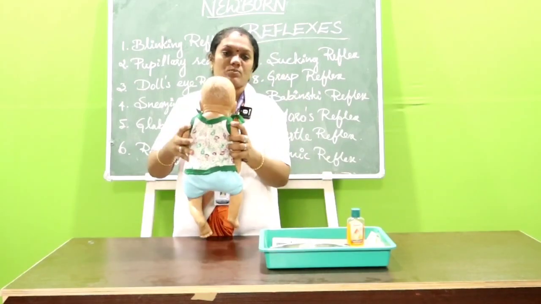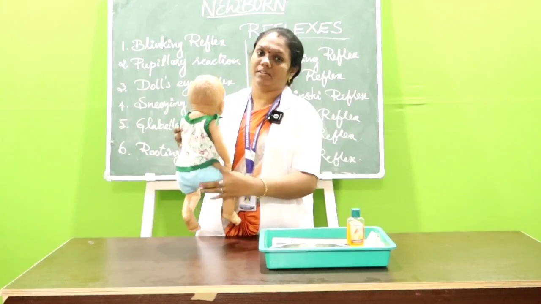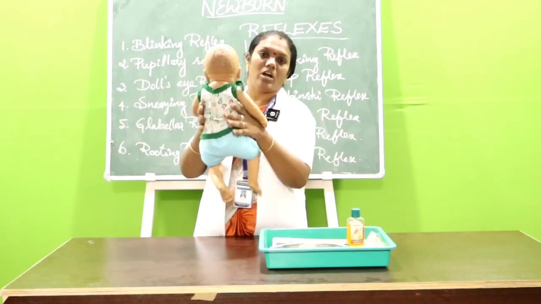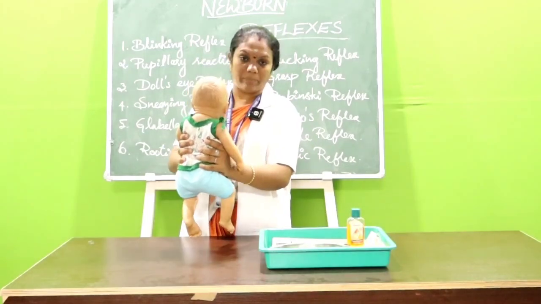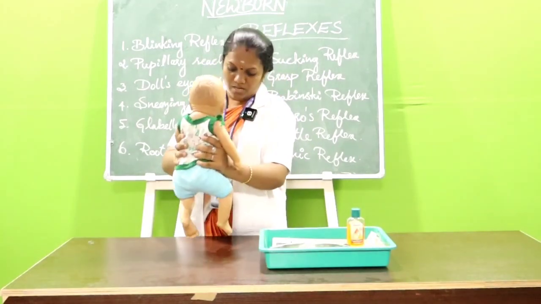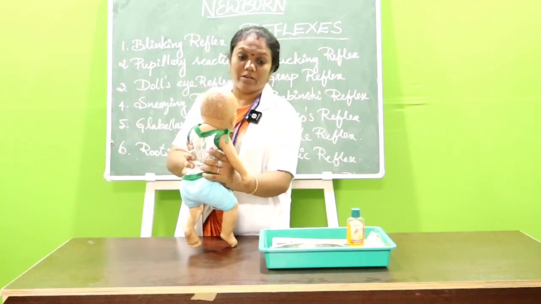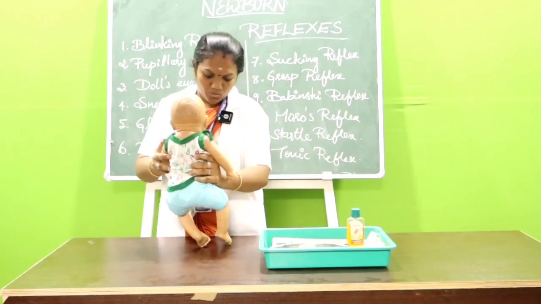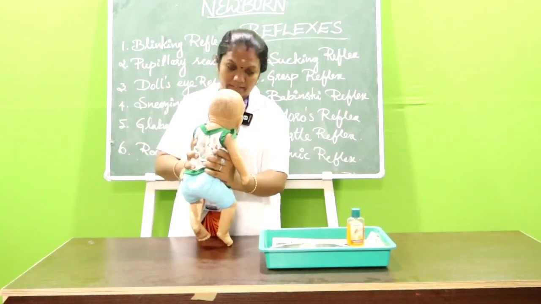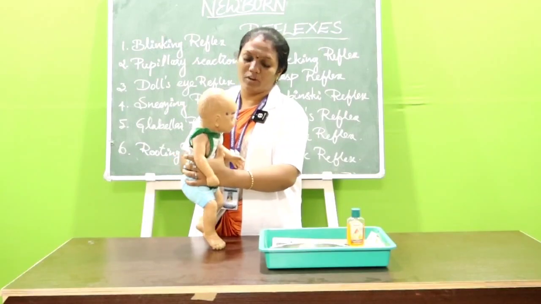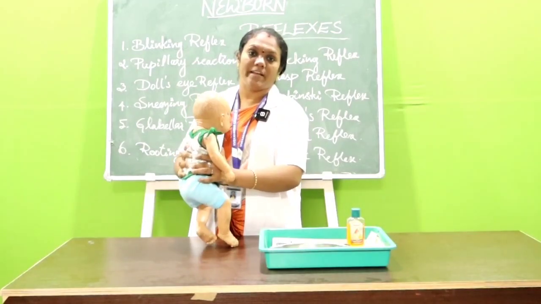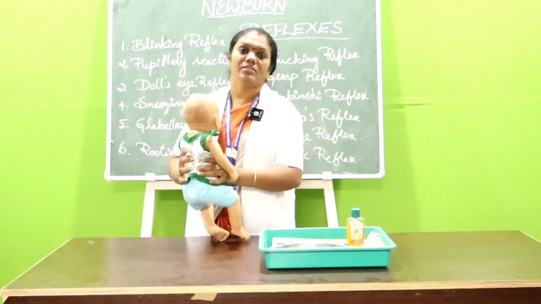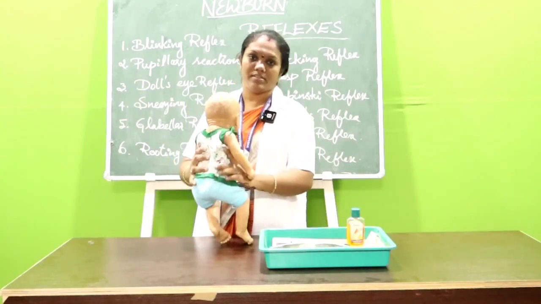Okay, then next one is the stepping or dancing reflex. It means we need to hold the baby, giving support at the axilla. While placing the baby on the floor, the baby starts to look like it is walking or standing, taking steps forward towards the next step. So it looks like dancing. Okay, so it's also called the dancing reflex or stepping reflex.